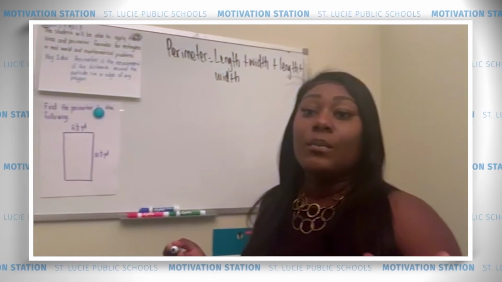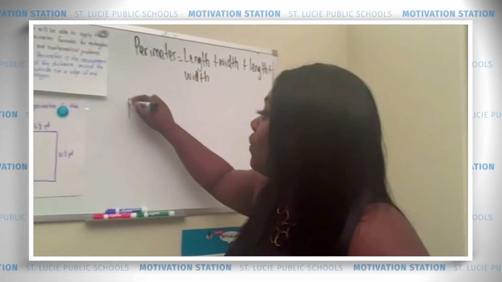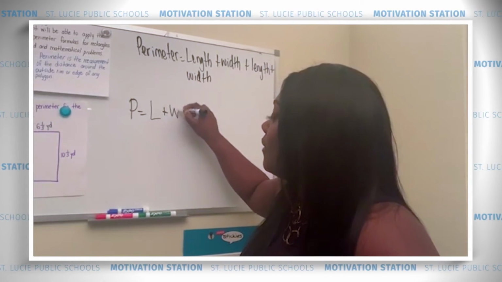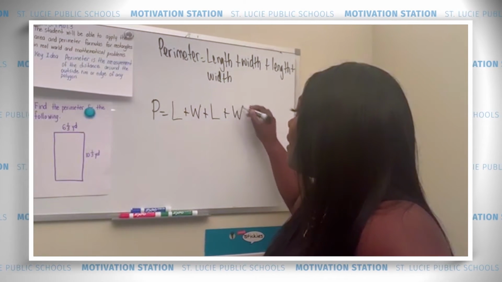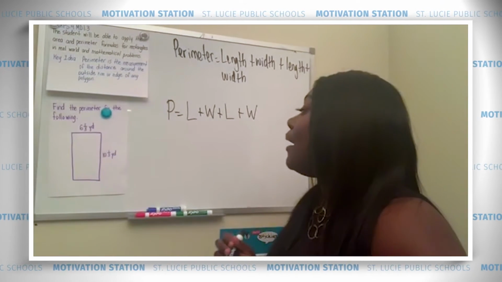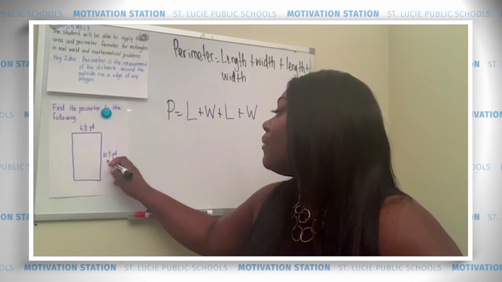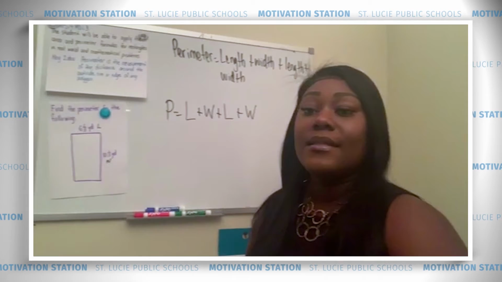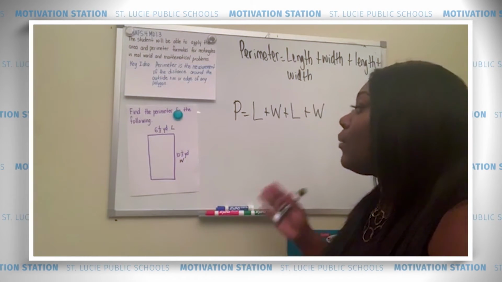So now I'm going to abbreviate that formula just to make it a little bit shorter. So the perimeter will be equal to the length plus the width plus the other length plus the other width. And now we're going to label this one as the width and this one as the length. And we're kind of missing some measurements here. So let's review what we know about rectangles.